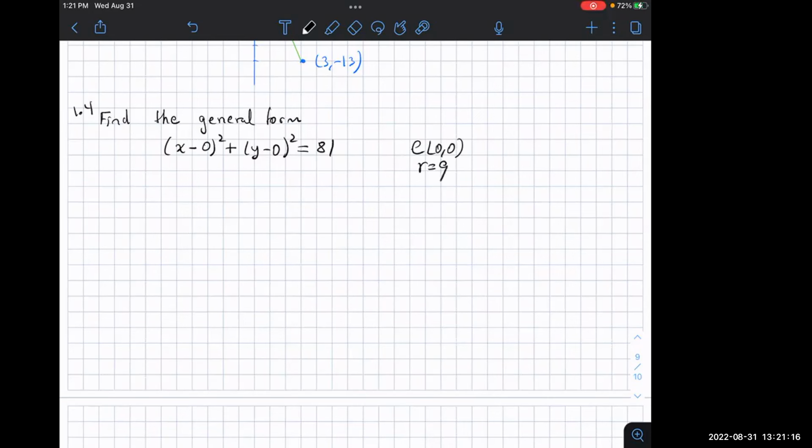Yeah, that's correct. Now, because of the 0, x minus 0 is just x. So then that's x squared plus y squared equals 81. So that's your general form. Oh, really? Yeah, there's nothing to do. So what would A, B, and C be in a real general form? This is the same thing as x squared plus y squared plus 0x plus 0y minus 81.